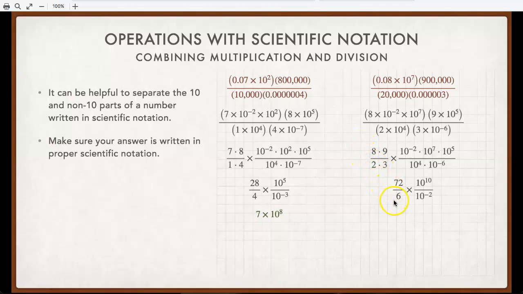Simplify, we get 72 over 6, and then these combine to 10 to the 10, since negative 2 plus 7 plus 5 will give us 10. And on the bottom, 4 plus negative 6, adding those exponents, will give us negative 2. And we end up with 12 times 10 to the 12. 10 minus negative 2 gives us 12. Not done, because we have 2 digits to the left of the decimal. So we rewrite that as 1.2 times 10 to the 1st times 10 to the 12th. Combine those powers of 10, 1.2 times 10 to the 13th.